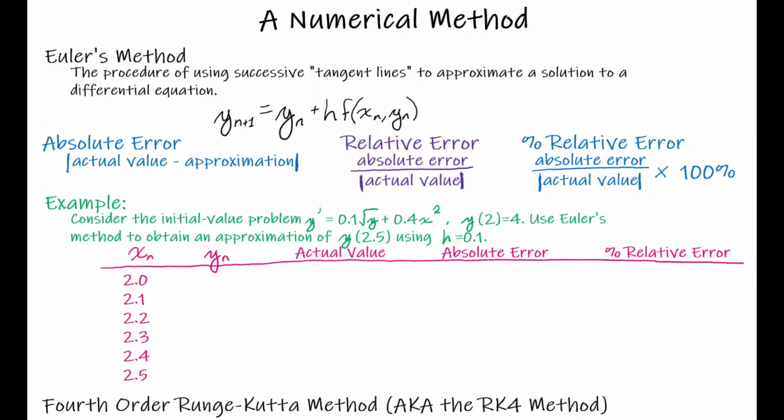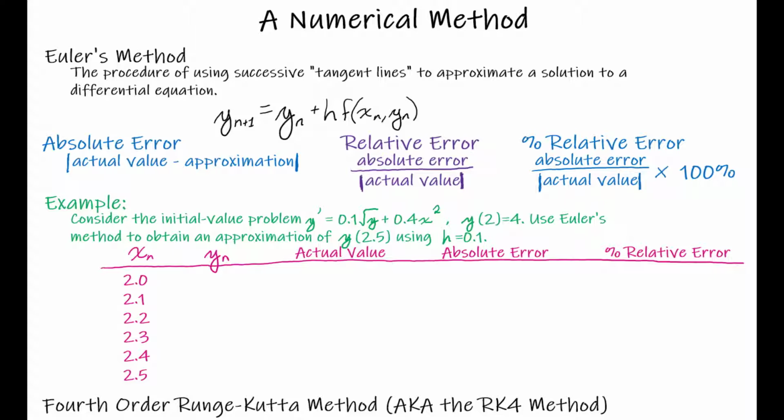So today we're going to talk about another numerical method that is going to be kind of a computational way of doing exactly that. We're going to talk about Euler's method. There are many, many numerical methods available, and Euler's method is perhaps the simplest one to wrap your mind around to begin with. Euler's method is the procedure of using successive tangent lines to approximate a solution to a differential equation.